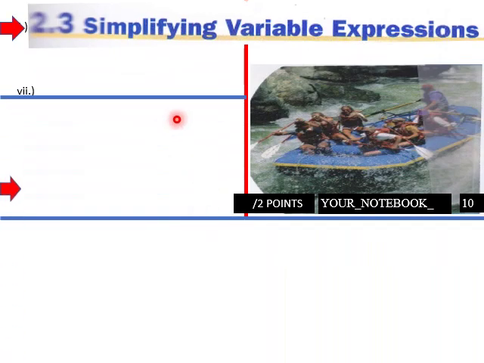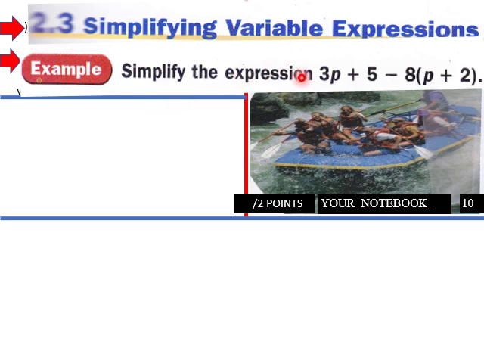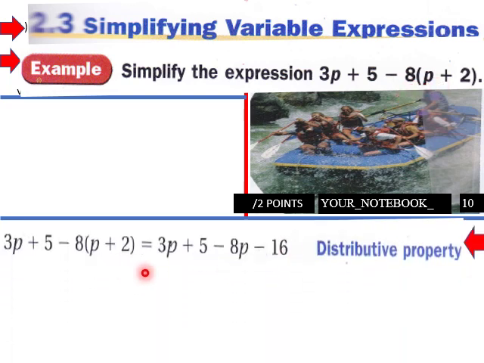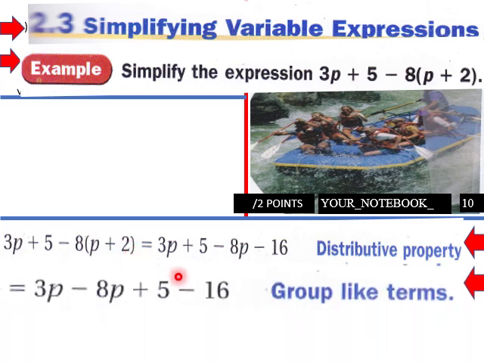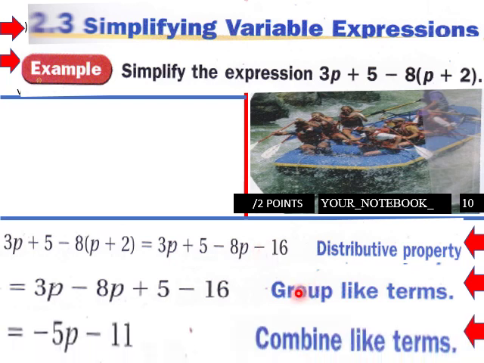Let's go into another example here, simplifying variable expressions. So we have simplified this expression, 3p plus 5 minus 8 times quantity p plus 2. So this would be 3p plus 5, and then negative 8 times p would be negative 8p, and then negative 8 times 2 would be negative 16. We're using the distributive property of multiplication here through the parentheses. And now we have this expression, 3p minus 8p plus 5 minus 16. We're going to group like terms. And then when we combine like terms, we have negative 8p and 3p be negative 5p. And then 5 minus 16 would be negative 11. So that would be a simplified expression from the original here.